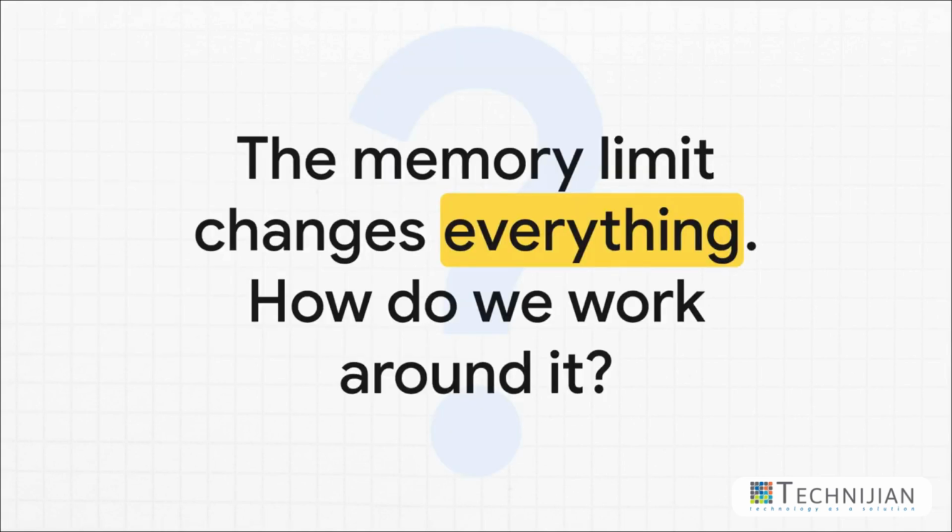So this memory limit really does change everything. Once you grasp the idea of the context window, so much about why some prompts work and others fail just clicks into place. But what do we do about it? How do we work around this fundamental limitation? Well, that's exactly what we're going to break down in the next explainer.